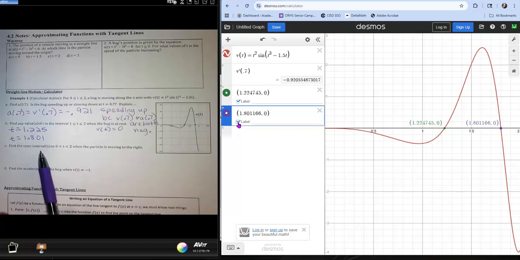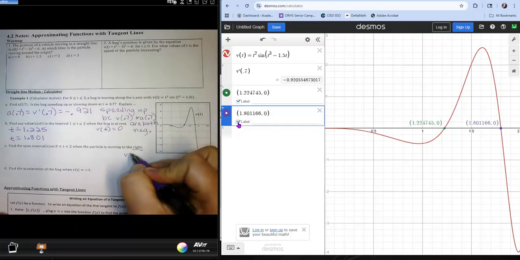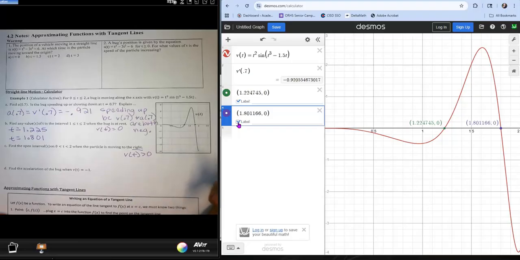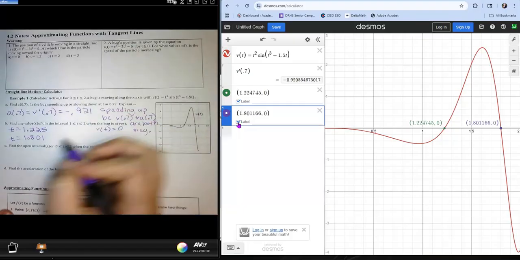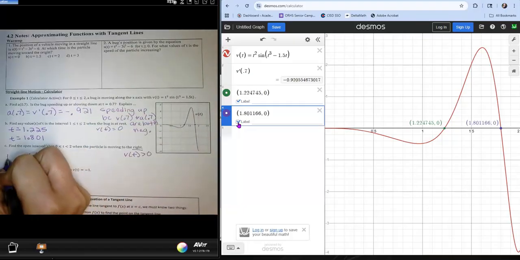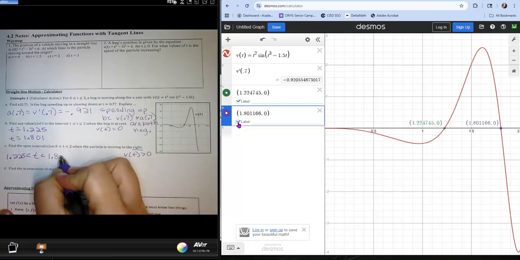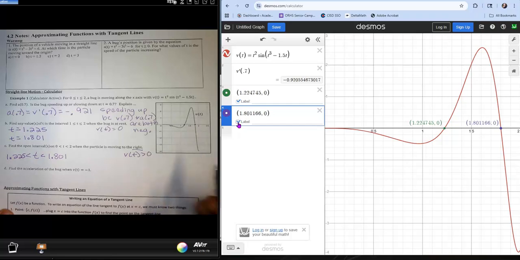Find the open interval between 0 and 2 when the particle is moving to the right. Well, the particle is moving to the right when our velocity is positive or greater than 0. So when I look at my graph, it is going to be positive up in this zone. This is where velocity is positive. And I've already saved these values for myself, so I know it's positive from here to here. This whole space is where it's positive.